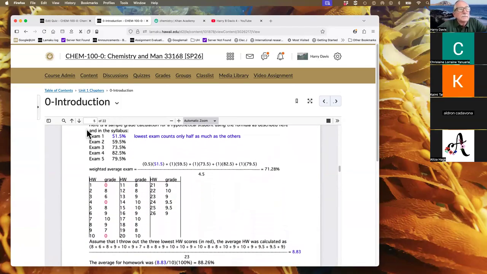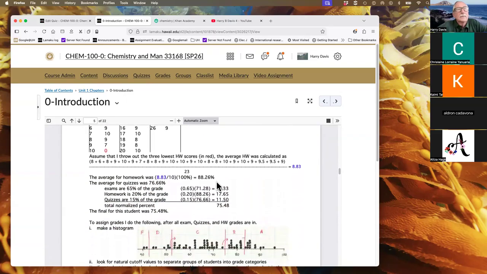So here's 5 exams, right? This is the lowest exam that counts only half as much as the others. So I do a weighted average. The first exam is worth 1/2 of what the other ones are worth. See that? So now it adds up to 4.5 parts instead of 5. Then I take that weighted average.